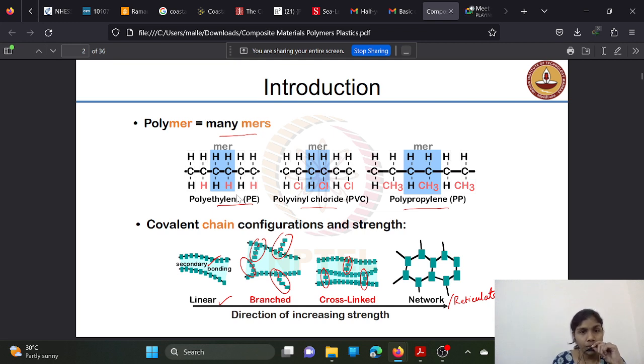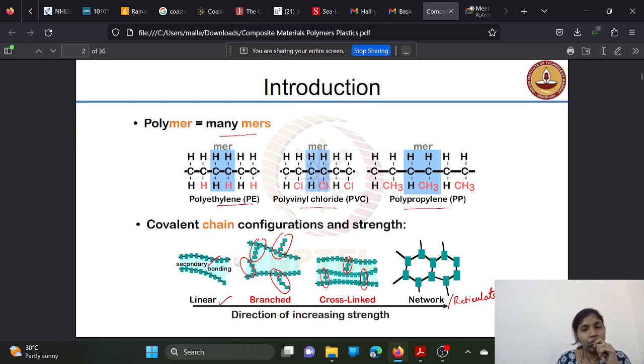Here, instead of one atom of hydrogen, a chloride atom is replaced, and this is known as polyvinyl chloride, and this is polypropylene. So polymers are nothing but a chain of many units. That's why it is known as polymer. Poly means many. And the configurations will be in the form of chains, like covalent chain configurations and strength.